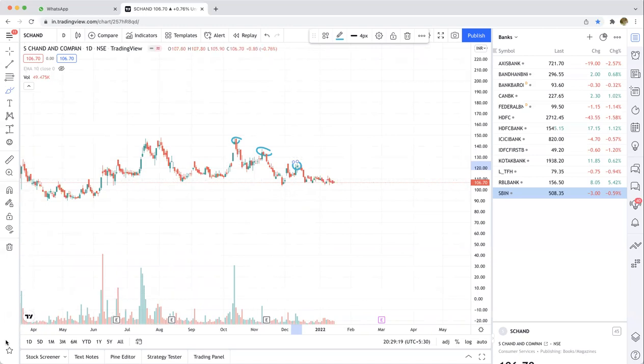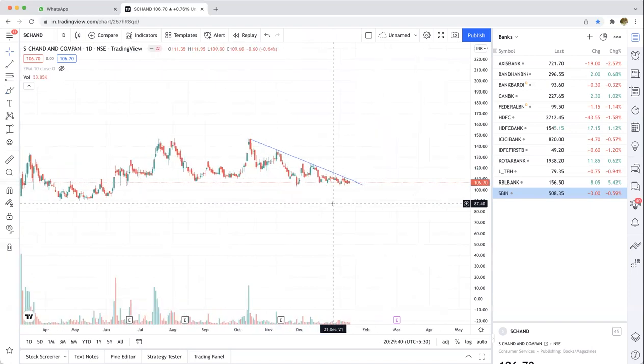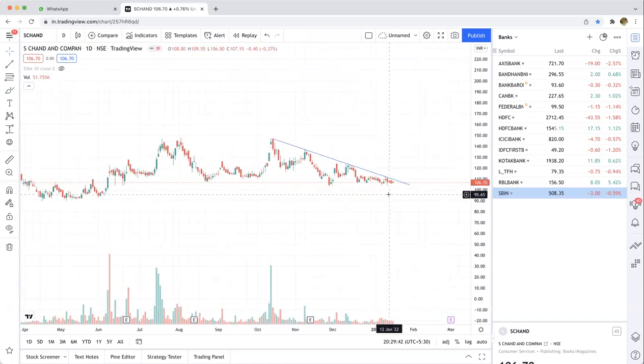So what we can do now is identify if there is a trend line that can be drawn. So what I'll do is join all these points where the supply came from, right? So you will get something like this, right? So this is the supply line.